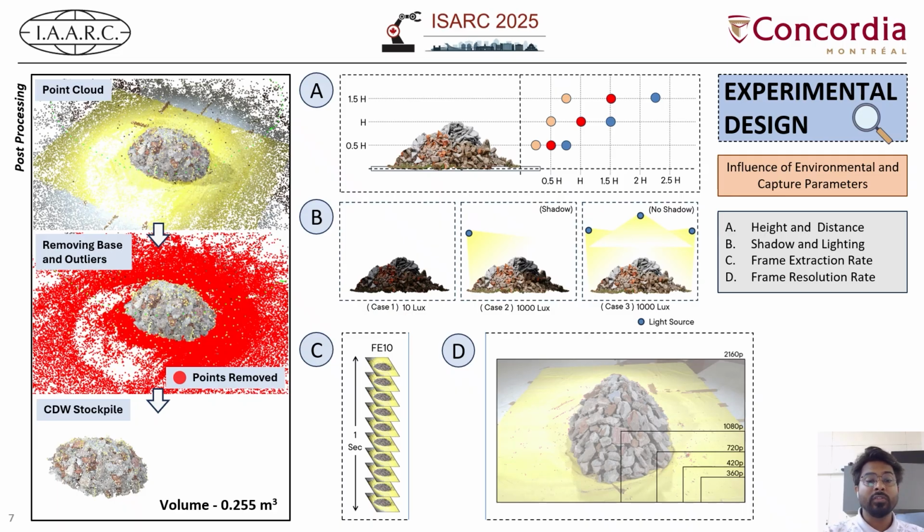In terms of shadow and lighting condition, we have tested the sample at 0 lux, near to 0 lux, and 1000 lux. And in terms of frame extraction rate, 1 fps, 2 fps, all the levels were decided. And in terms of frame resolution, like 4K to full HD, and low resolution also we have tested. And these were tested for 3 C&D waste stockpiles.